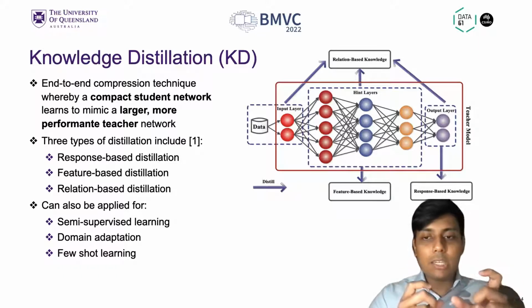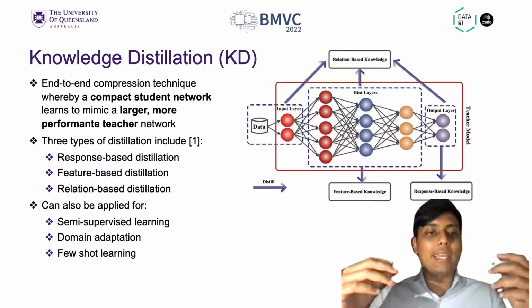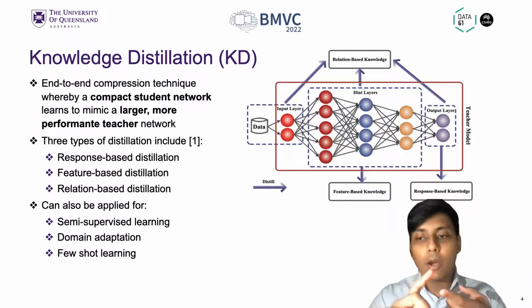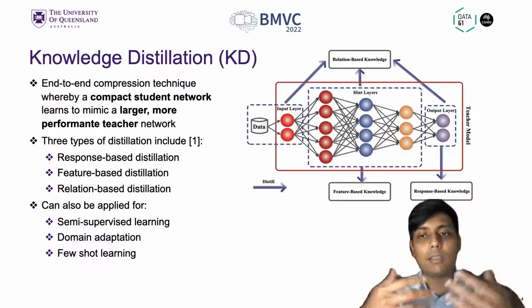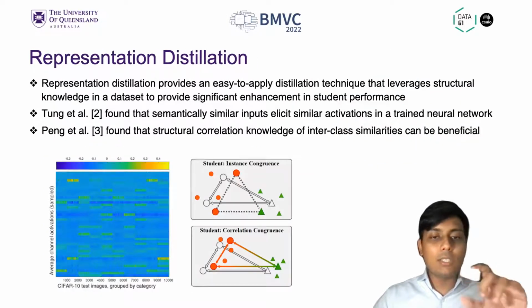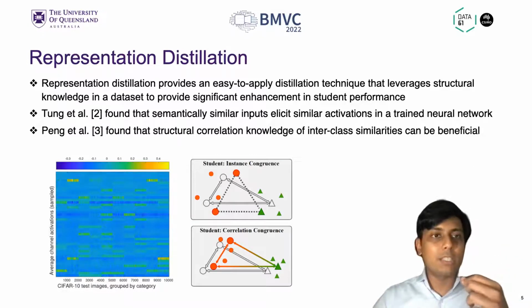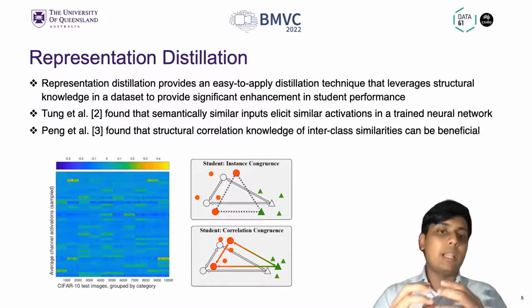Now, relation-based distillation tries to distill any structural knowledge about the interlayer, interclass, or interexample similarities between the dataset or the model itself. So that's an interesting one that I've been looking at recently. And representation distillation is an example of relation-based distillation that leverages the structural knowledge of the interclass similarities.